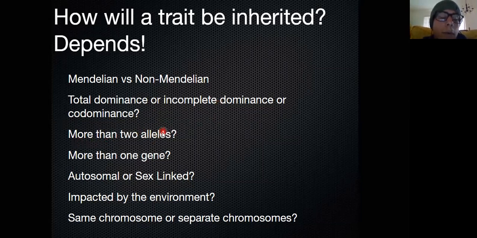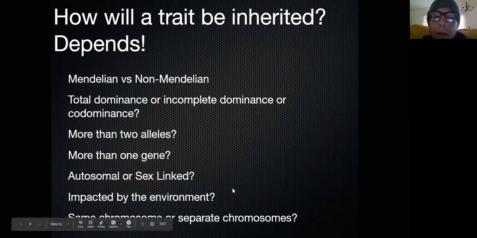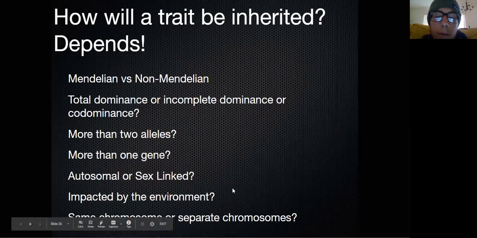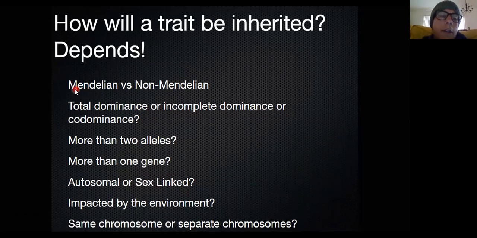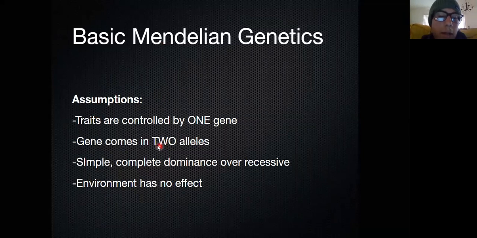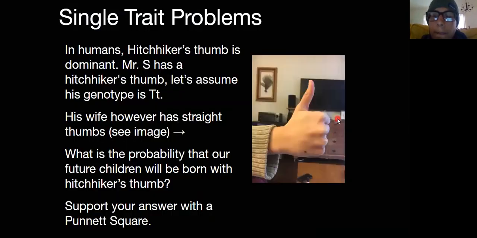And you can have more than 2 alleles, right? There can be more than one gene. It can be sex linked. It can be autosomal. Your environment could impact it. So there's a lot of different things here. But we're going to focus today on Mendelian genetics. So the basics is that it's controlled by one gene, 2 alleles, and either there's dominance or recessive.